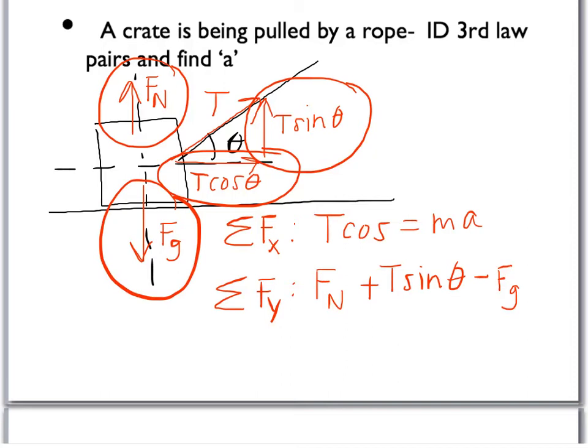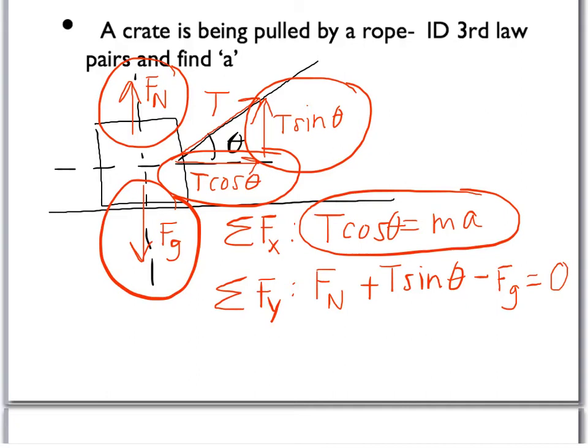Now, if this crate is not accelerating up or down off of the surface at all, we could set this equal to an ma where that acceleration would be equal to 0. So in this case, we might only be solving for the acceleration in the x direction, where a would now be equal to T cosine theta divided by an m.